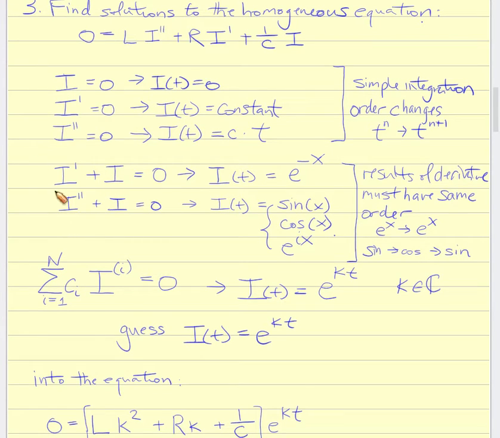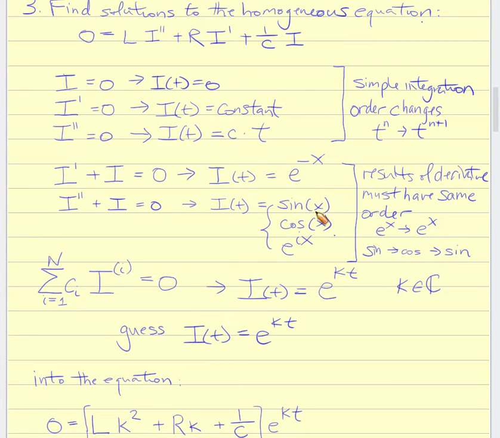All right, so what about when we have I double prime? Can we think of another function that solves that? We know that sines and cosines have this interesting property that when you take the first derivative, you get the other one. But when you take another derivative, you get back what you started with, right? So sine becomes cosine becomes negative sine. The only difference is there's a negative sign in front of what you started out with.